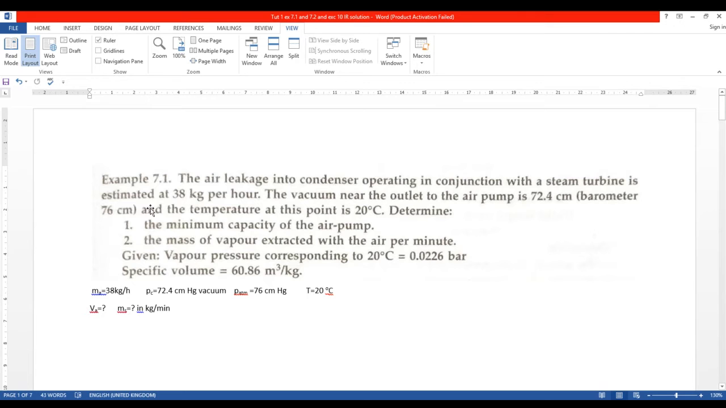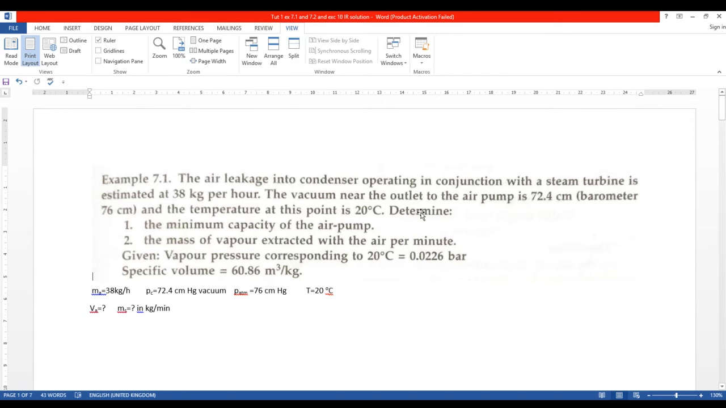Barometer, 76 centimeter, it means the atmospheric pressure, PATM, 76 centimeter Hg, mercury. Again, this is at sea level, like in here in Jubail. So at sea level, this is the pressure, which is 76 centimeter Hg in the manometer. And the temperature at the inlet to the air pump is 20 degrees centigrade.